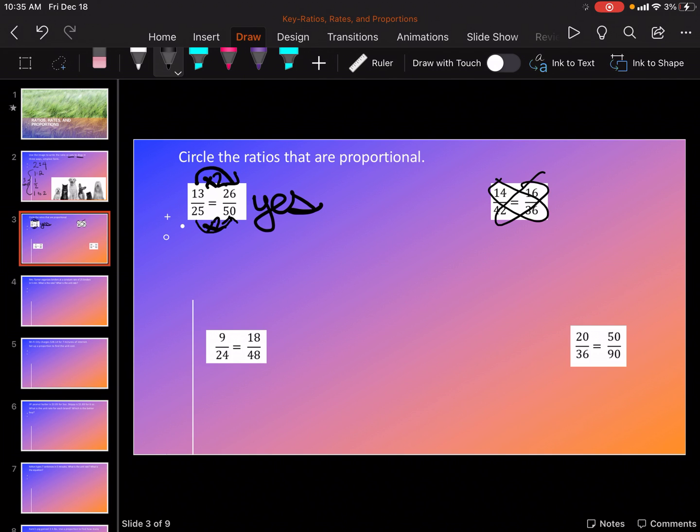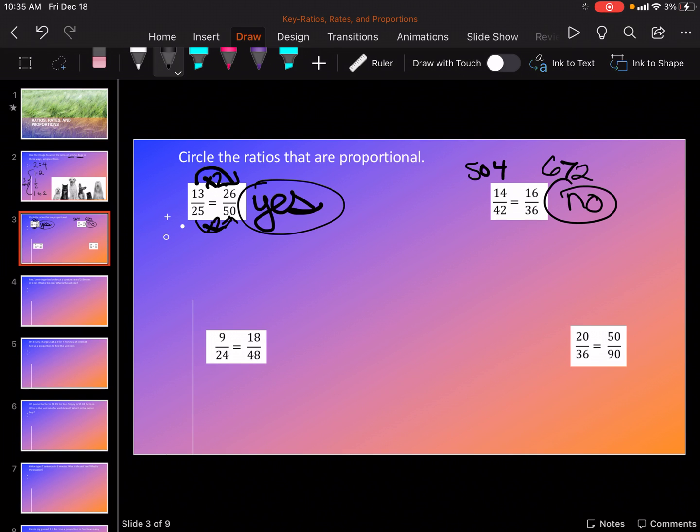So I'm going to do 14, I'm going to erase that to be able to see it, times 36 and get 504. And then I'm going to multiply 42 times 16 and get 672. So that is not proportional.